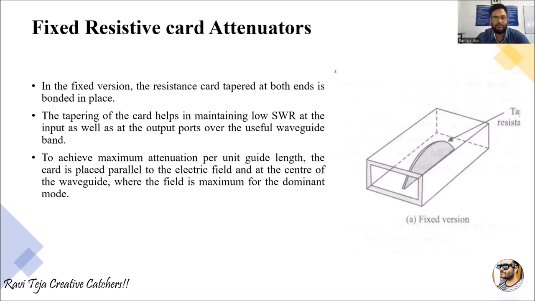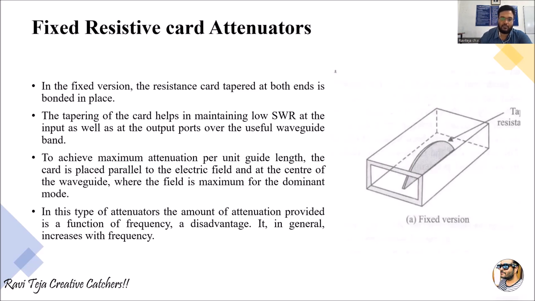This field is at its maximum in the dominant mode. Dominant mode we already know, right? It is denoted by TE10. So in this type of attenuator, the amount of attenuation provided will vary with respect to the frequency.